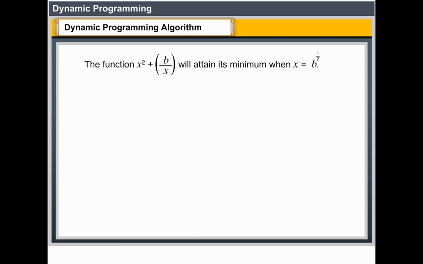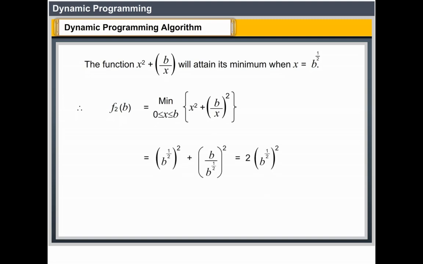The function x square plus (b by x) the whole square will attain its minimum when x equal to b power 1 by 2. Therefore, f2 of b equal to minimize, 0 less than or equal to x less than or equal to b, x square plus (b by x) the whole square, equal to (b power 1 by 2) the whole square plus (b by b power 1 by 2) the whole square, equal to 2 into (b power 1 by 2) the whole square. The optimal policy is b power 1 by 2, b power 1 by 2, and f2 of b equal to 2 into (b power 1 by 2) the whole square.